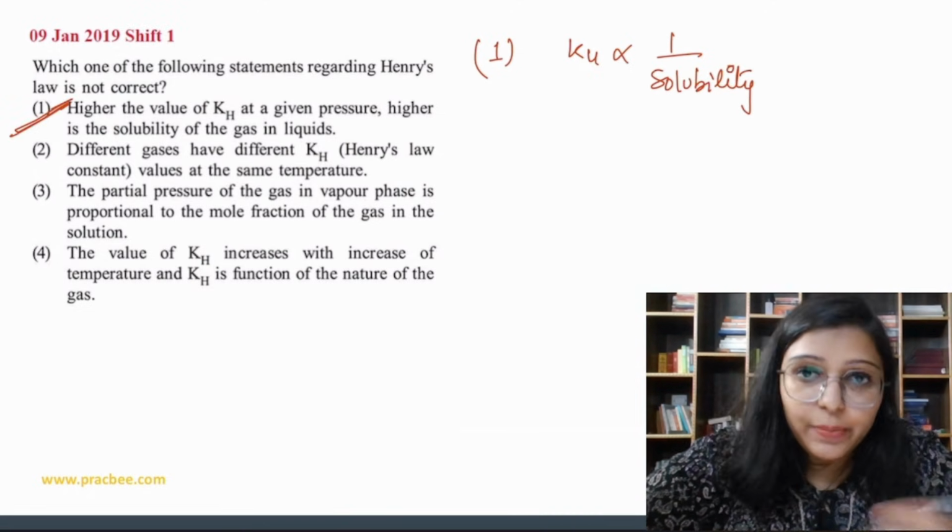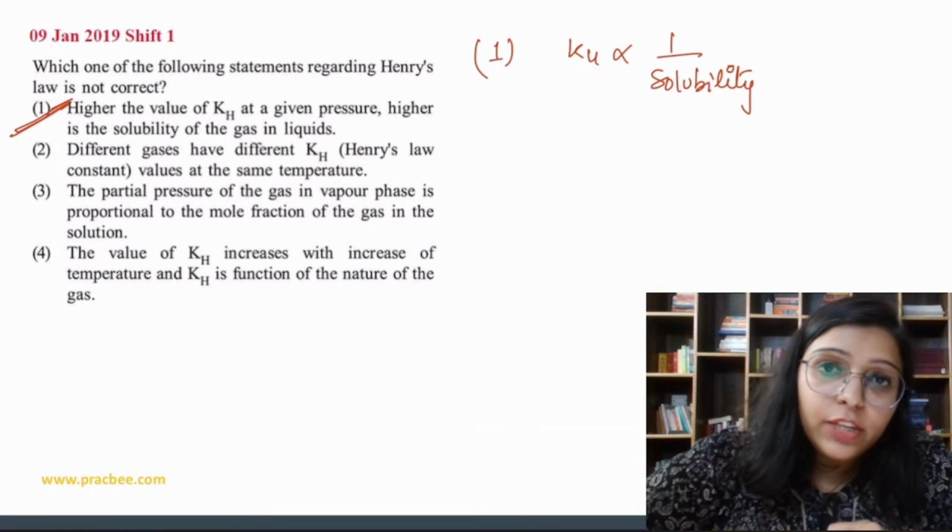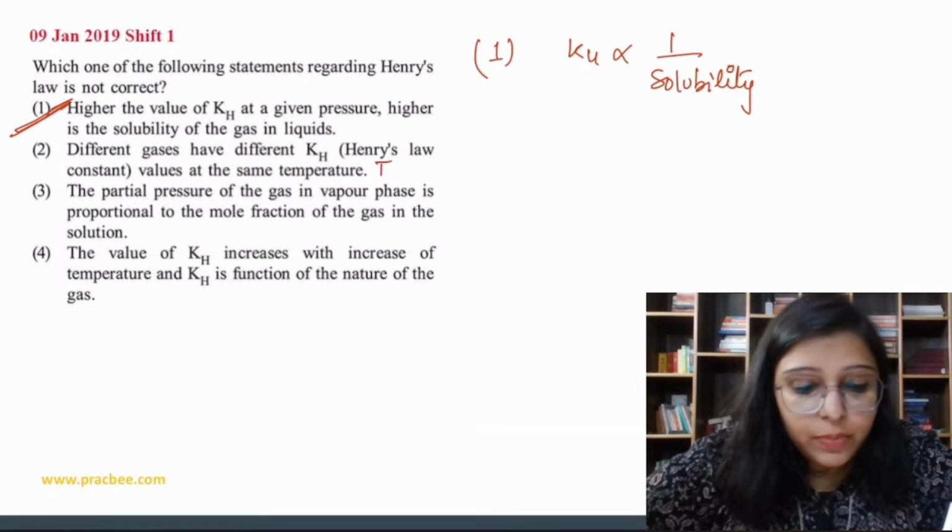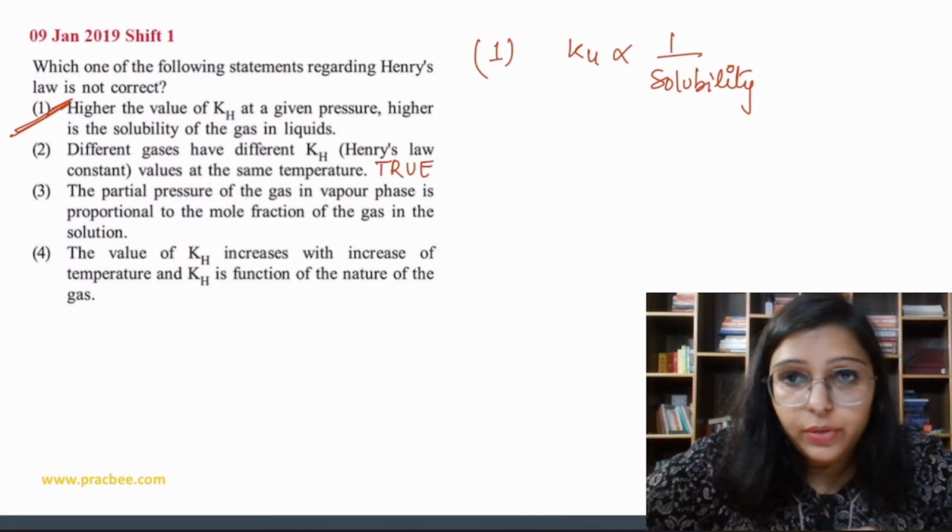But let's check this statement too. Different gases have different kH value at the same temperature. Yeah, same temperature, different gases, they can have different values.